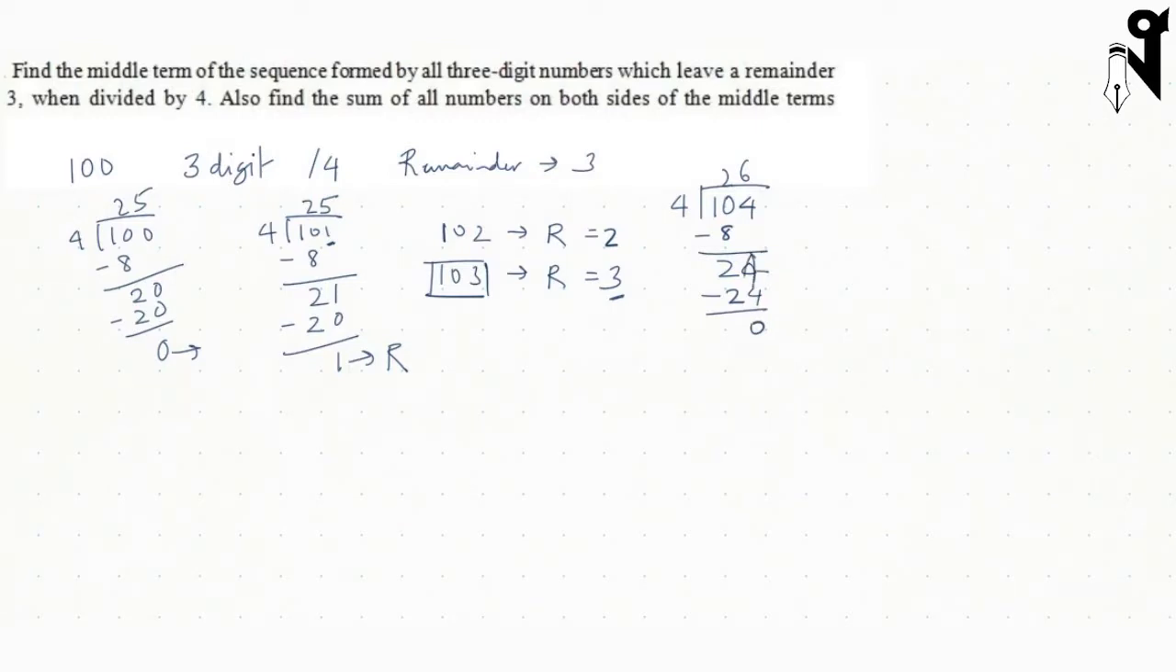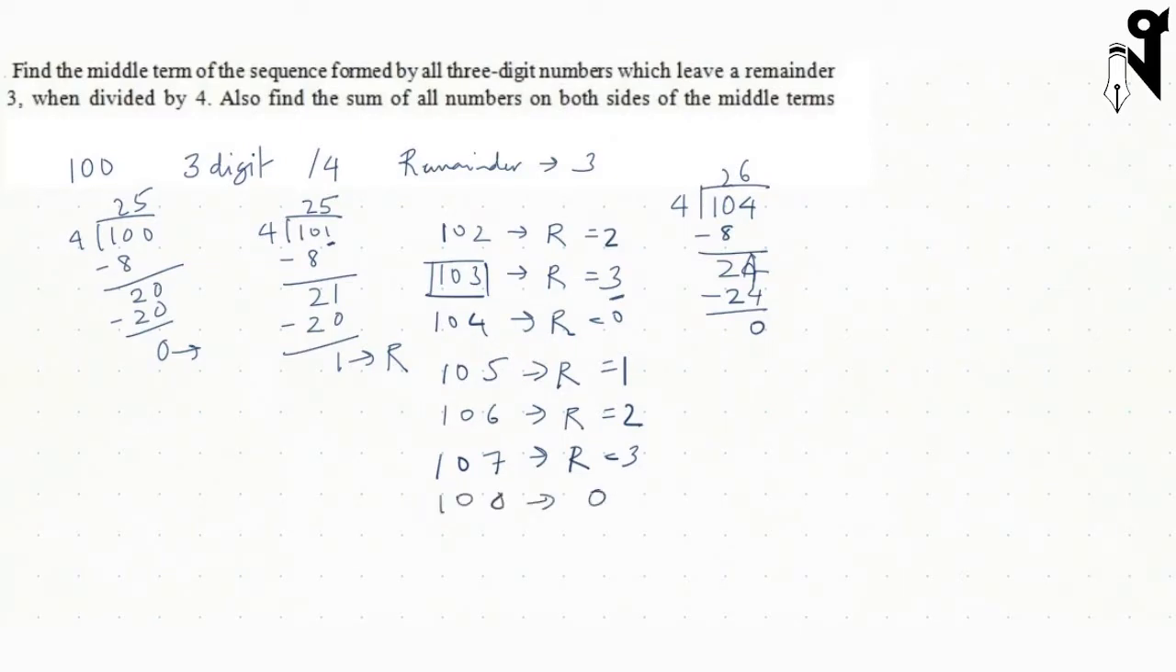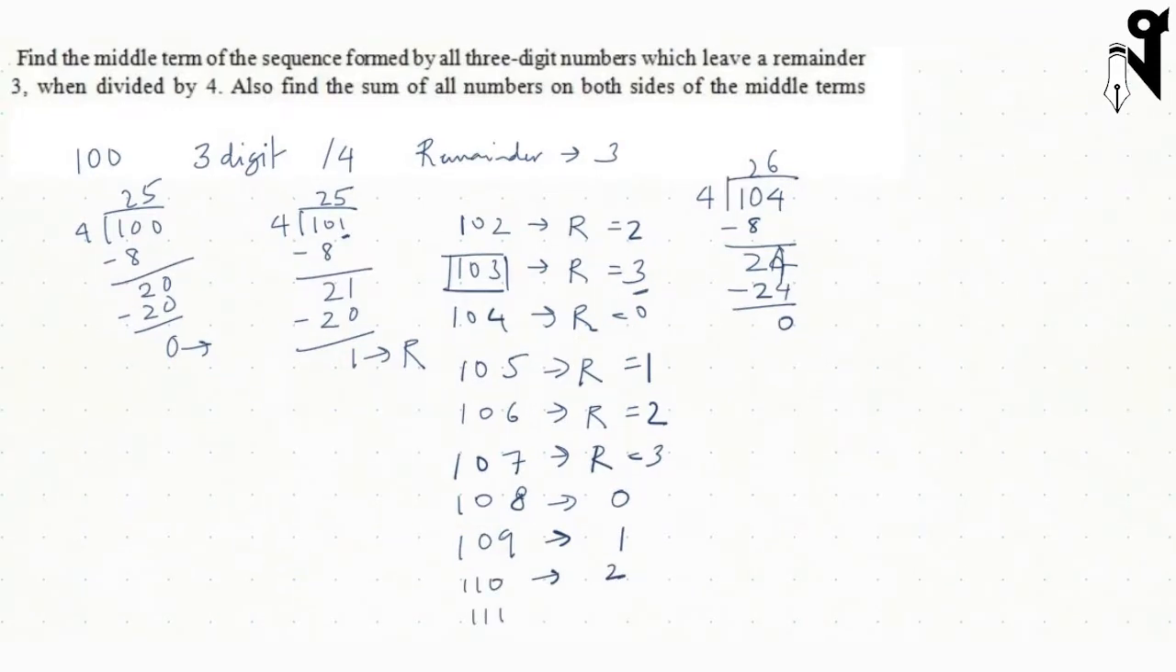Similarly, 104 is giving me remainder 0. 105 will give me remainder 1. Clearly you can spot the pattern. 106 will give me remainder 2. 107 is the next number which is giving me a remainder of 3. 108, similarly again, remainder 0. 109 remainder 1. 110 remainder 2. 111 gives us a remainder of 3 again.